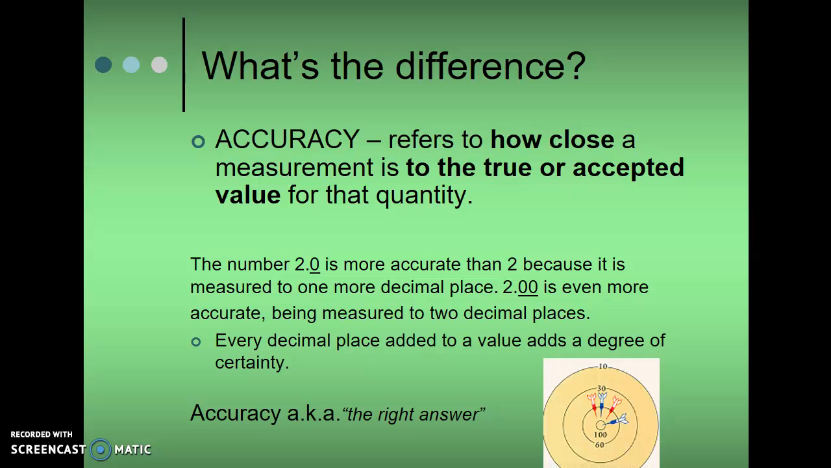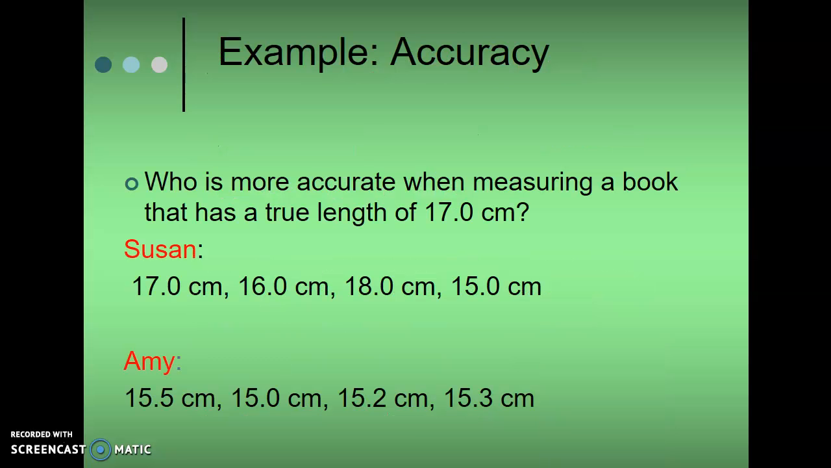It says the number 2.0 is more accurate than 2 because it is measured to one more decimal place. 2.00 is even more accurate, being measured to 2 decimal places. Every decimal place added to a value adds a degree of certainty. So the farther that you go with your decimal, the more accurate your measurement is. Now that doesn't mean if I'm going to add zeros and zeros and zeros, then it's just going to happen. It's what I'm measuring. I can't just make up numbers and have it be accurate. It has to be actually what we're measuring. So accuracy is the right answer, what you're trying to achieve, the absolute goal, true or accepted value.